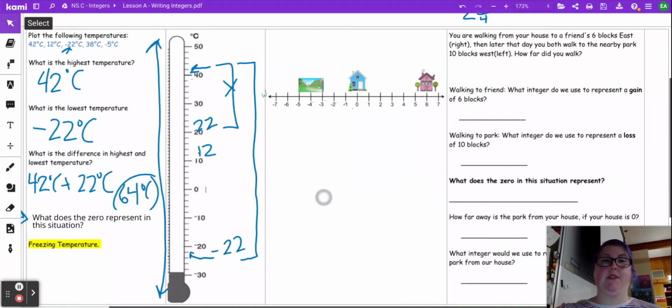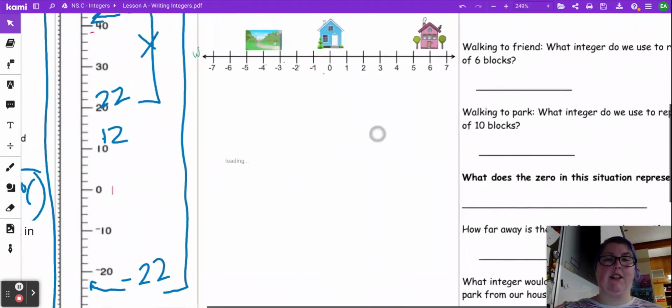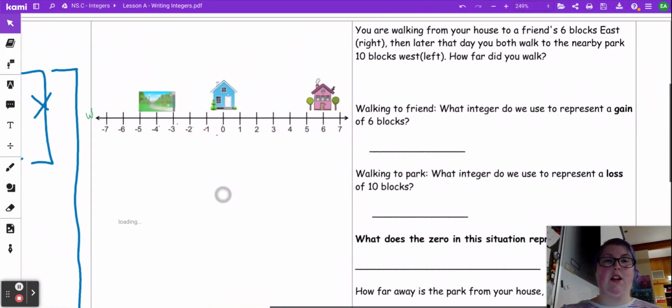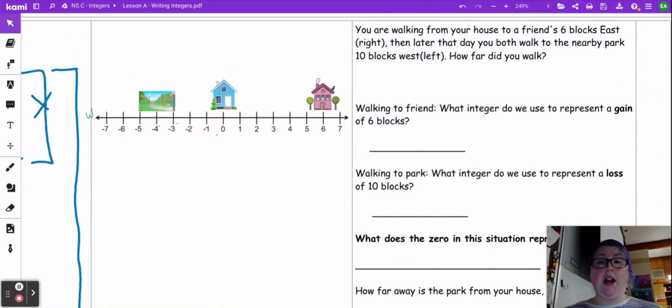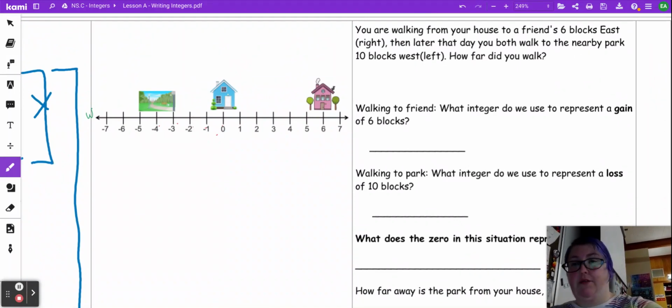All right, so now we are going to look at this problem where you are walking from your house to your friend's house, 6 blocks east. Okay, so we have our picture here. Our picture has a number line helpfully for us. So we are going to just draw a quick compass to remind ourselves that north and south are opposite and east and west are opposite. So you'll see west is already labeled here, which means east is to the right.